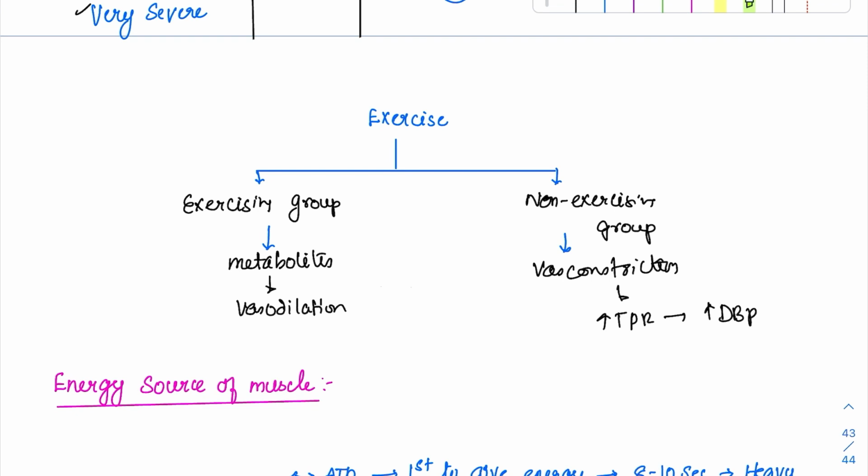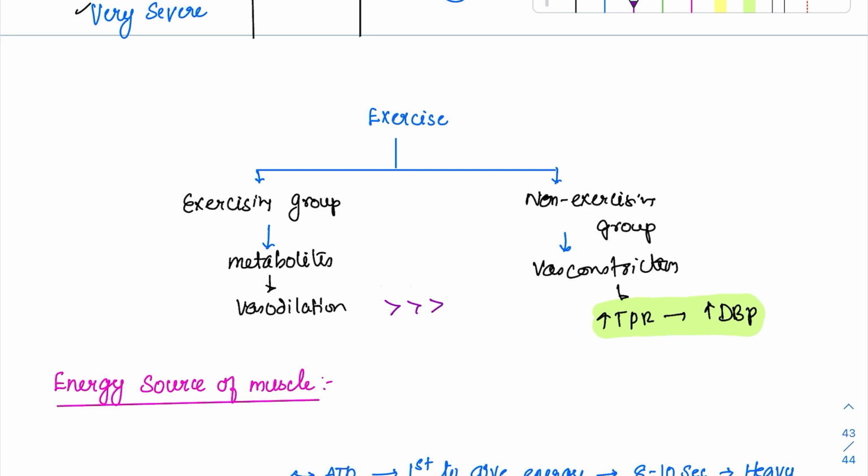This vasoconstriction usually does not happen to extreme levels in mild to moderate and even in severe exercise. In very severe exercise only, the body's demand goes so high, and finally there will be an increase in total peripheral resistance, which can increase the diastolic. So whenever the vasodilatation happens more than the vasoconstriction, there is going to be a decrease in diastolic BP. Whenever vasoconstriction is happening more than the vasodilatation, there can be an increase in diastolic blood pressure. So this is the balance that is constantly happening in the body.